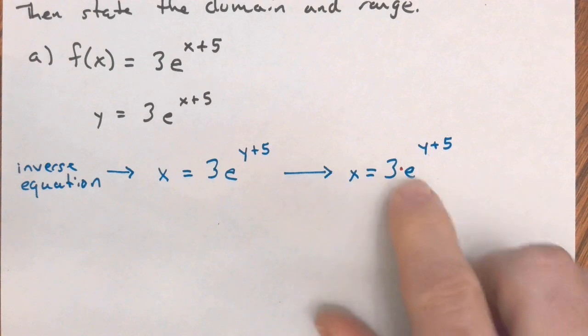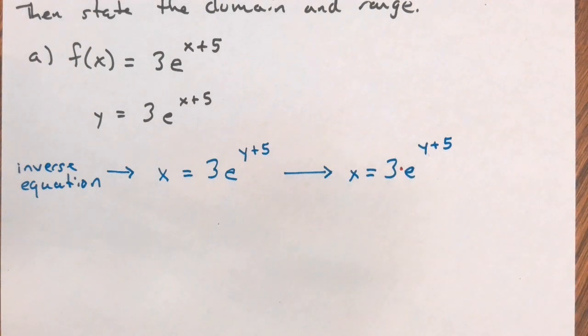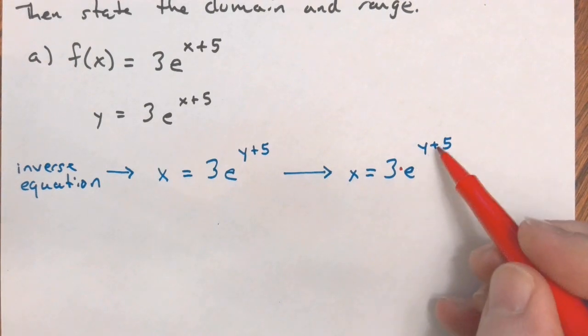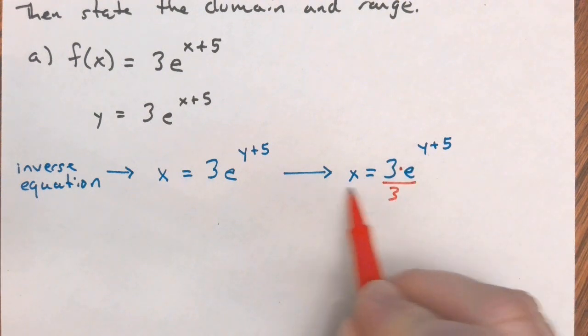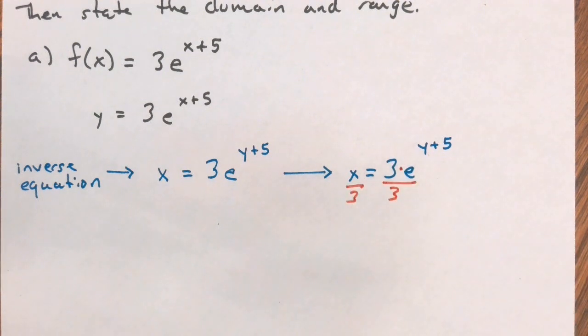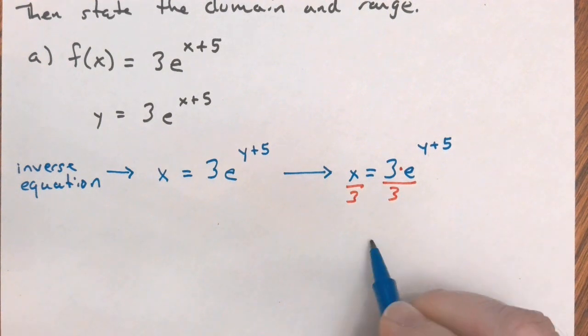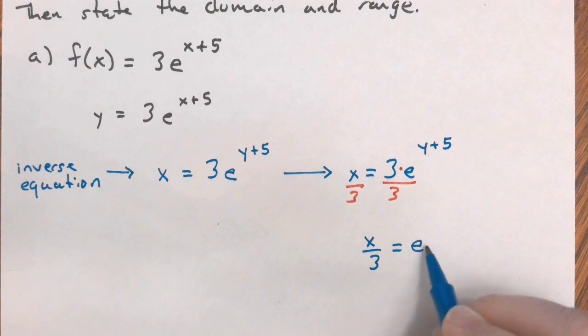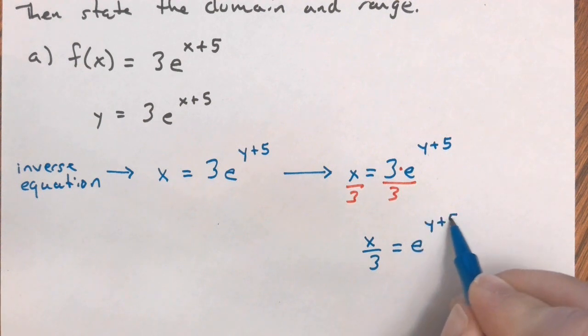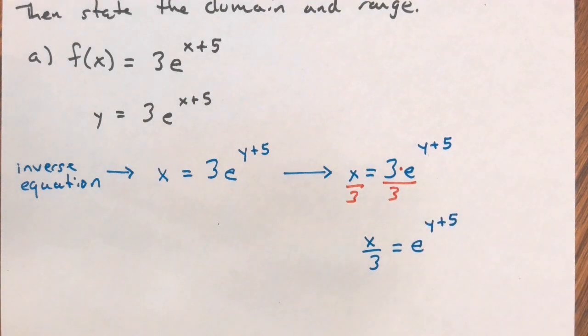In order for us to put this into log form, we do need to get the base and its exponent all by itself, so we do need to move the 3 over to the other side first. Dividing both sides by 3, that gives me x over 3 is equal to e raised to the y plus 5 power, and now I have the base and the exponent all by itself over on the left-hand side.